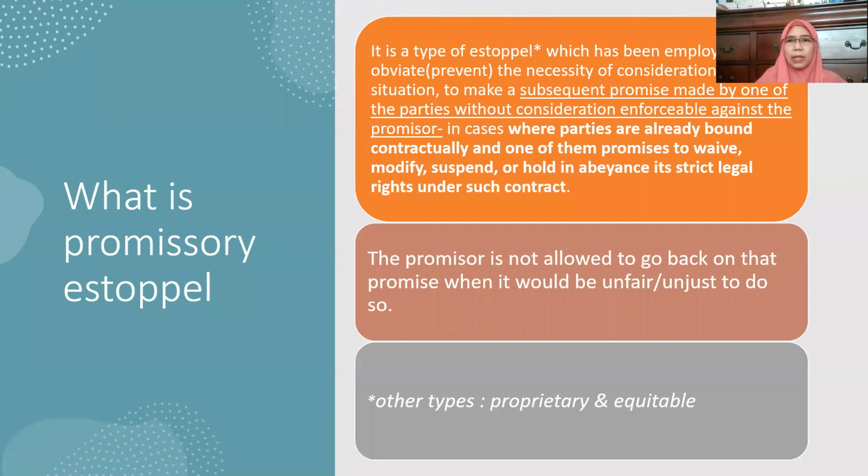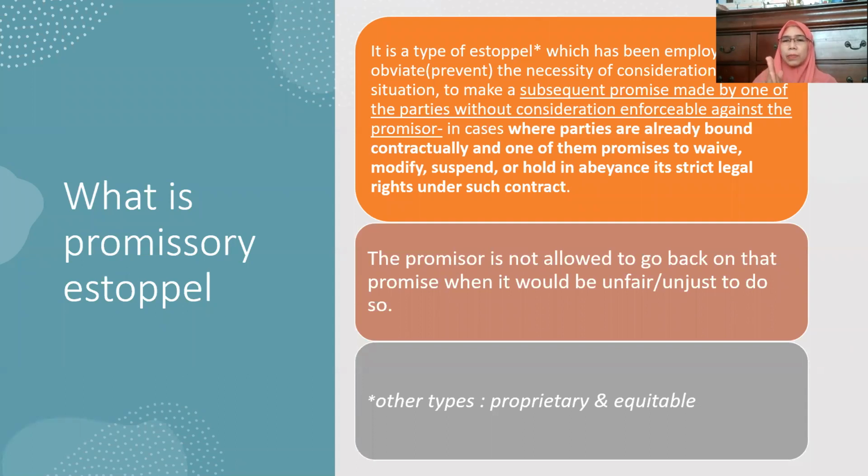Let's have a look at the further elaboration here. What is promissory estoppel? As far as the word estoppel is concerned, we have other types. We have altogether three: promissory estoppel, proprietary estoppel, as well as equitable estoppel. But for the purpose of our syllabus outline, we are going to focus only on promissory estoppel, which is estoppel based on promise.